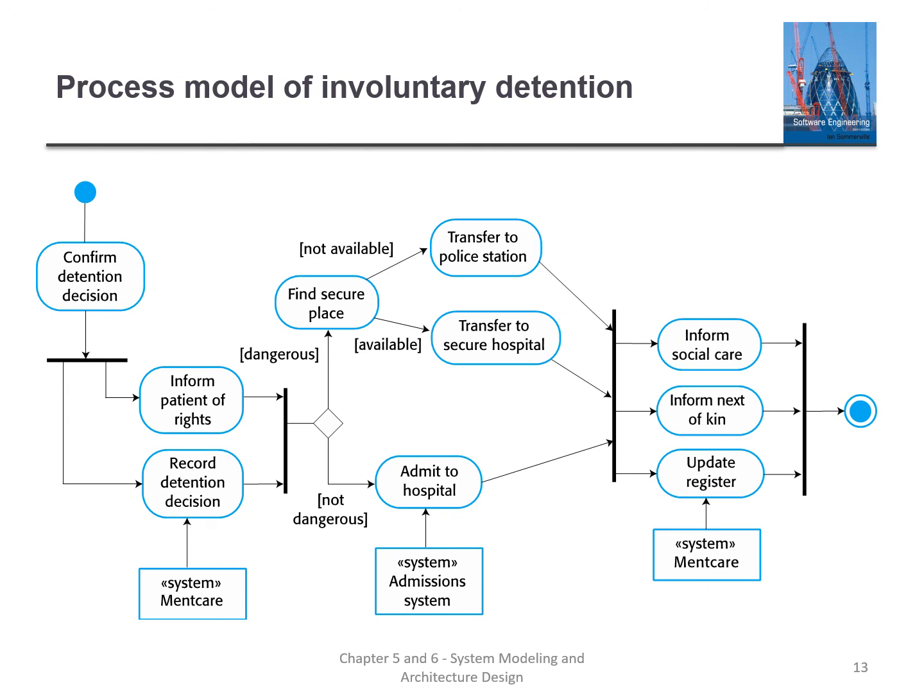And at this point of time, the admission system will be involved, right? If it's dangerous and the secure place is not available, they will put them at the police station first, or if the place is available, they put them in the secure hospital. Then the other processes going on are to inform social care, inform the family members, and update the registration. So this is actually involving the mental health care again. Okay, so this is showing the system design from the process perspective. At this point of time, you can see that it is great.